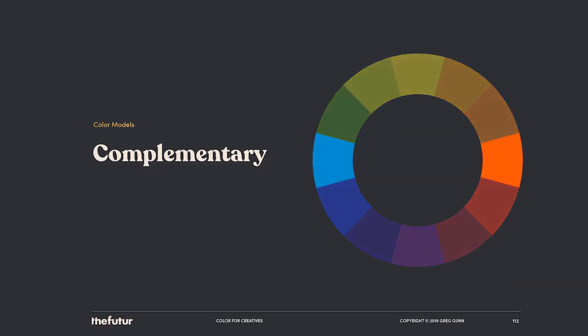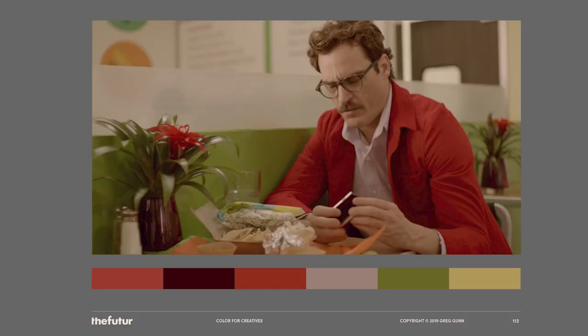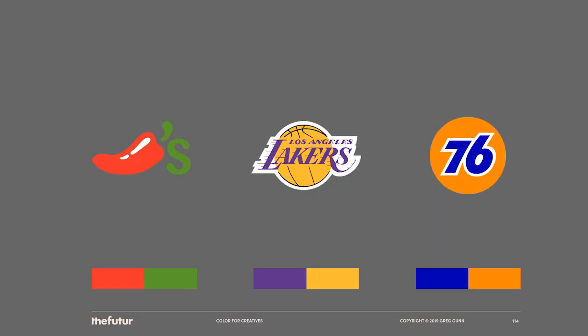All right, so let's turn it up a little bit and talk about complementary. Now, complementary color schemes use two hues that are located directly across from each other on the color wheel. They're like visual opposites, and they make things stand out, but can often be quite jarring to look at. In the film Her, Joaquin Phoenix wears bright red while he searches for love. But in this scene, the world around him is green and dull, clashing directly with his jacket, and by extension, his romantic quest.